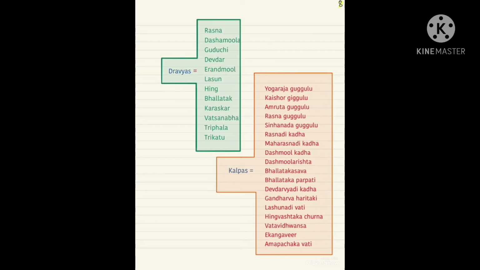Like I said, if they ask you the chikitsa for both the types, then a few of them, maybe 5 of each, you can mention. And if they ask for just a particular type, just for Margavrodhajanya, then you will have to write a little more number of kalpas.